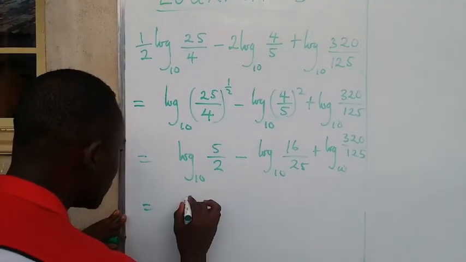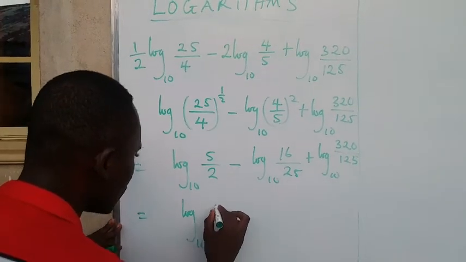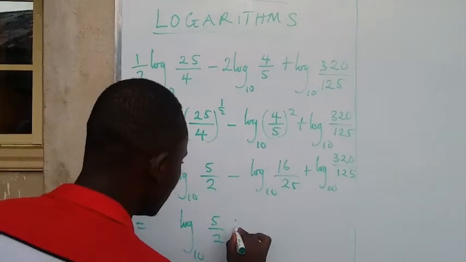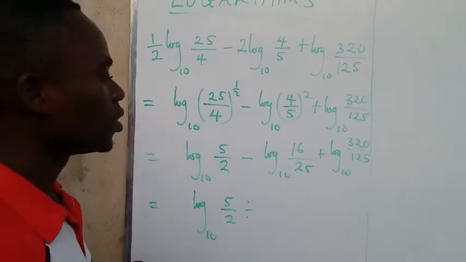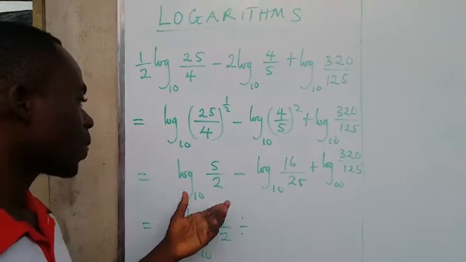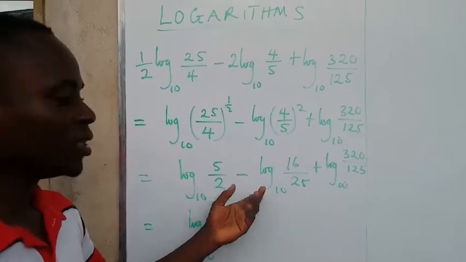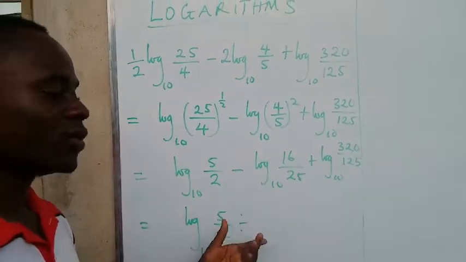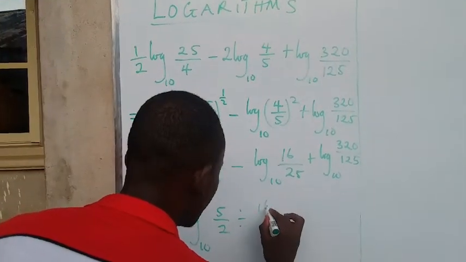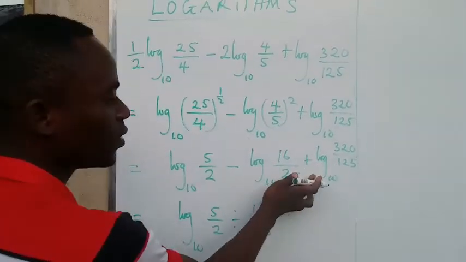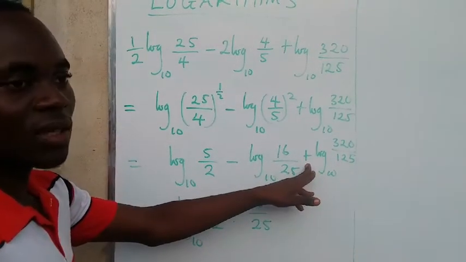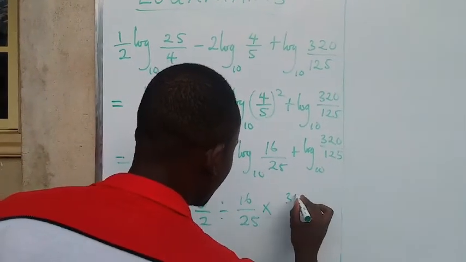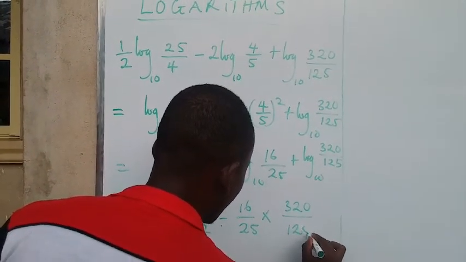So applying the laws of logarithm, this is going to give us logarithm to base 10 of 5 divided by 2, and because there is minus here, it becomes division when you are applying the laws of logarithm, because from the laws of logarithm, if you are subtracting logarithms of the same base, then you should divide their numbers. That's why the subtraction between these two logarithms is giving us the division of their numbers. We have divided by 16 over 25. Then for the last expression we have a plus sign which translates to multiplication for the laws of logarithm. So times 320 divided by 125.